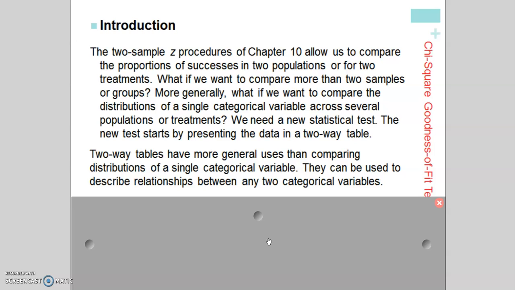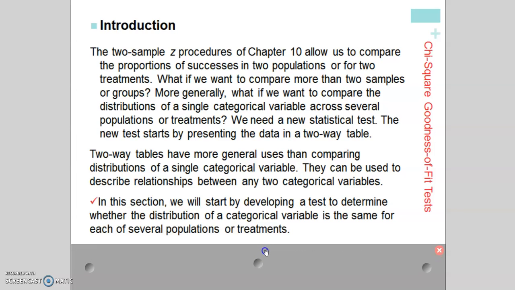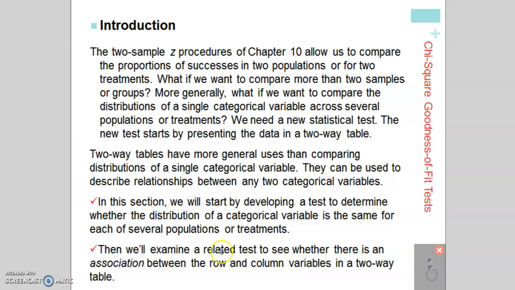They have more general uses than comparing distributions of a single categorical variable. They can be used to describe relationships between two categorical variables. So we're going to start by looking at a test to determine whether the distribution of a categorical variable is the same for each of several populations or treatments. And later in this section, we'll be looking at a related test to see whether there is an association between the row and column variables in a two-way table.